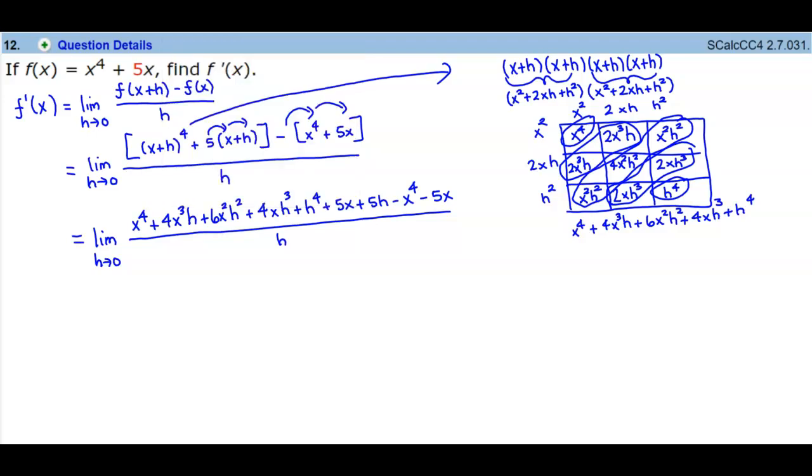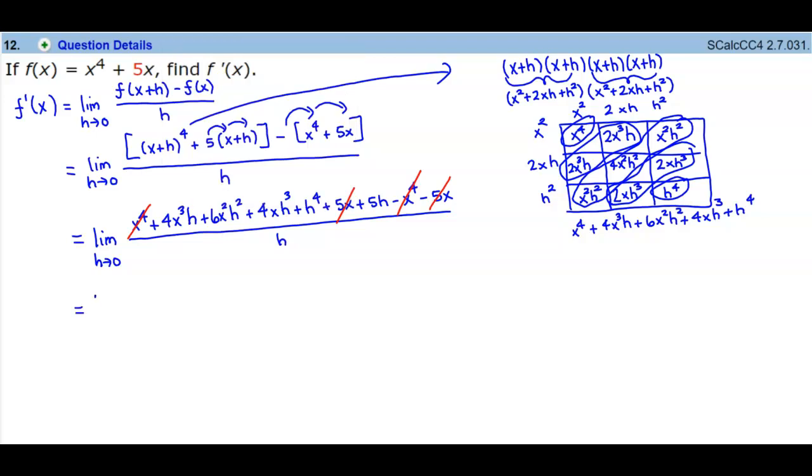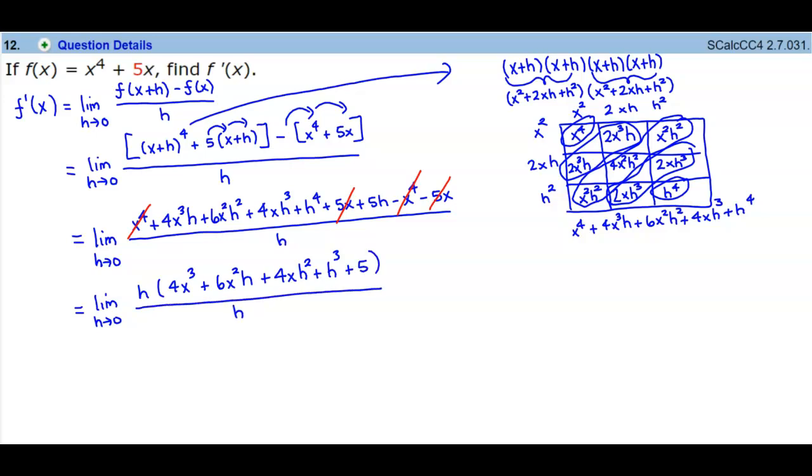So can we simplify anything first? Well, we have an x to the fourth minus x to the fourth. We have 5x and minus 5x. So now in the numerator we can factor out an h. We have h times 4x cubed plus 6x squared h plus 4xh squared plus h cubed plus 5, and then we're dividing that by h. And so now we can simplify this h.